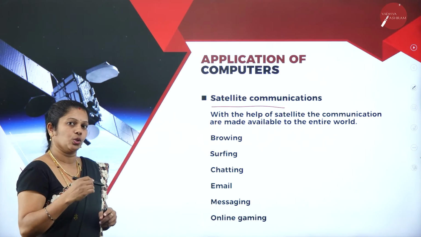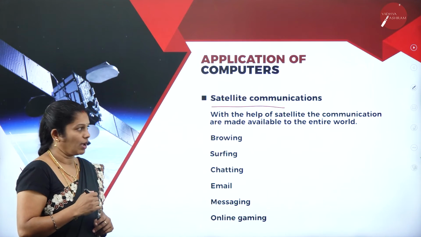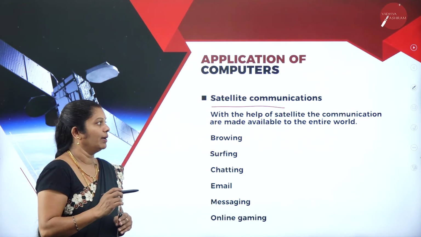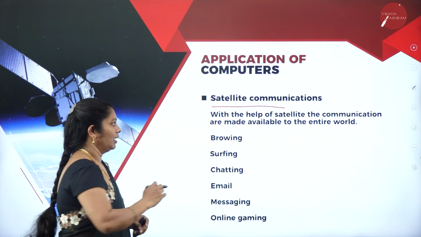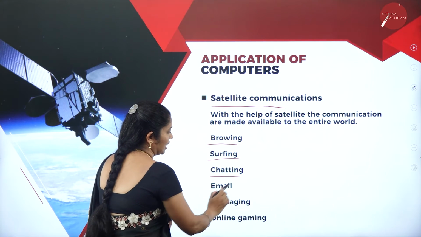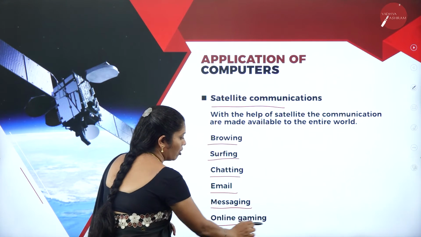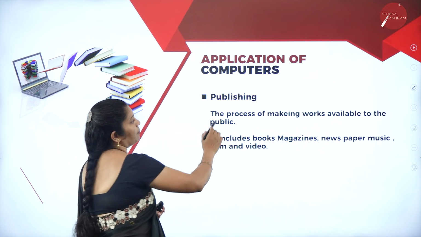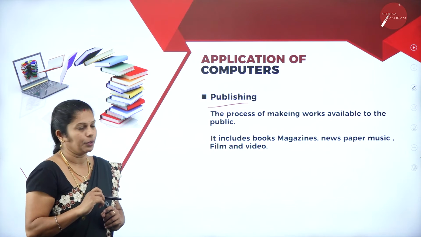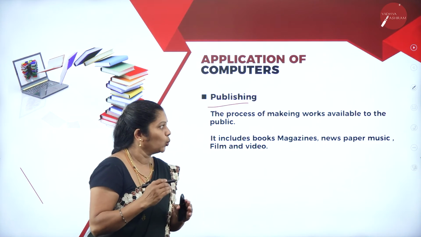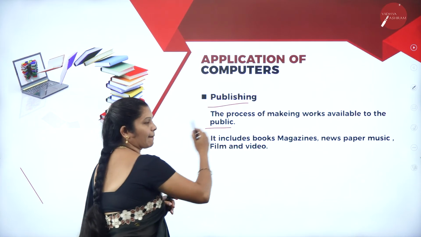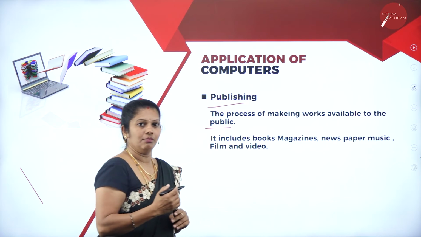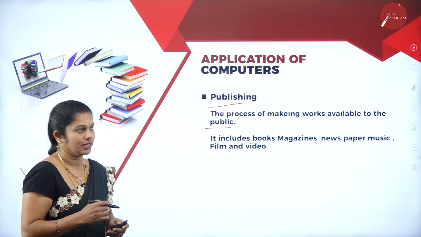The next one, satellite communications. By using satellites also we are able to communicate with the help of computers. With the help of satellites, communications are made available to the entire world, like browsing, surfing, chatting, email, messaging, online gaming. There we are using this. And the next one, for publishing purposes also we are using computers. That is the process of making work available to the public. It includes books, magazines, newspapers, music, films and videos. There also we are using computers.